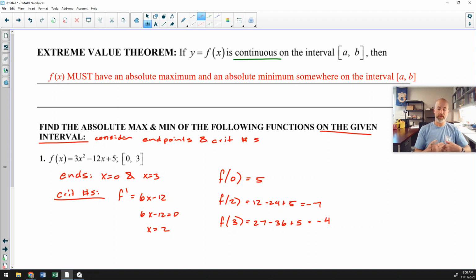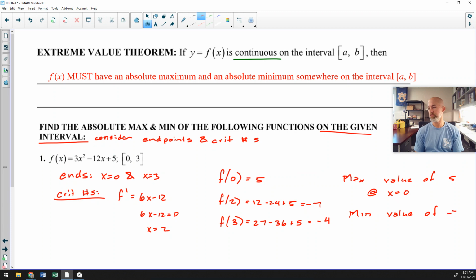Then we simply look for the highest and lowest values that were returned. My maximum value is 5. So I have a max value of 5, and that max value occurs at x equals 0. And then I have a minimum value of negative 7 at x is equal to 2. And x equals 3, the other endpoint, is neither the max nor the min. And so we aren't worried about that one.